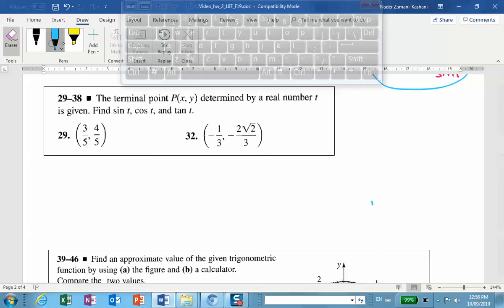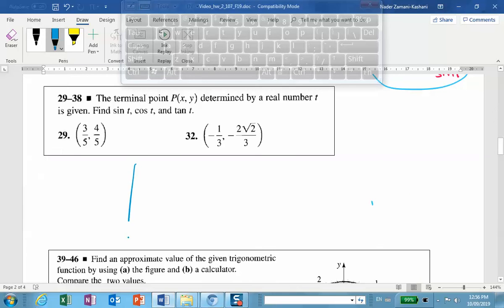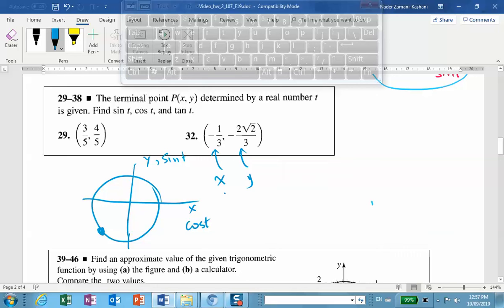Okay, so what do we know? The terminal point is negative right there, negative x and negative y. This is x, which is cosine of t. This is y, which is sine of t. You have to memorize these. Now we are at some location here. This is my x, and this is my y. Both of them are negative.